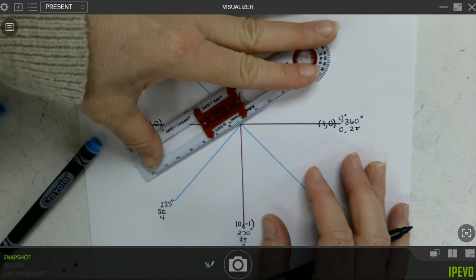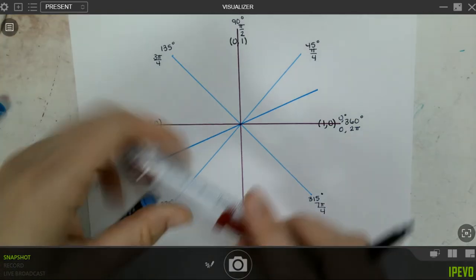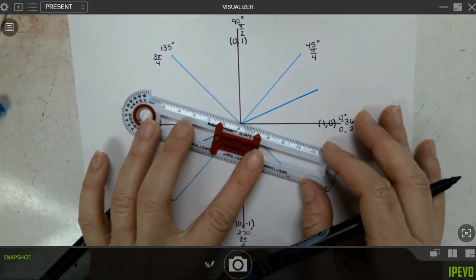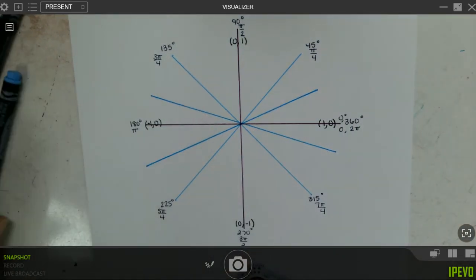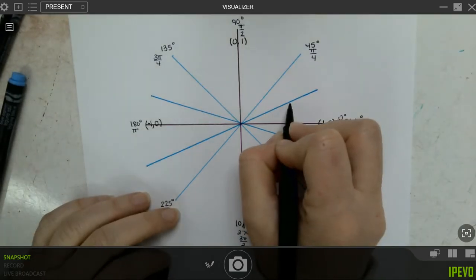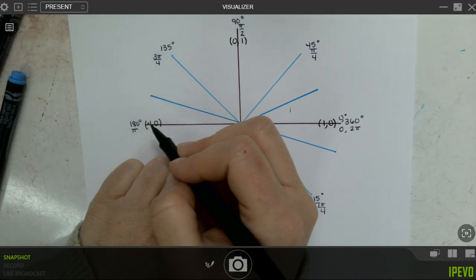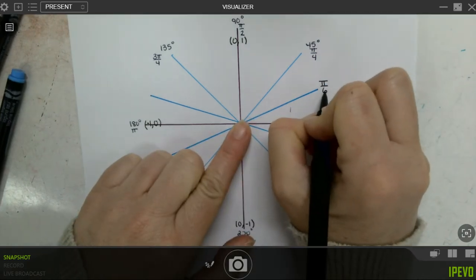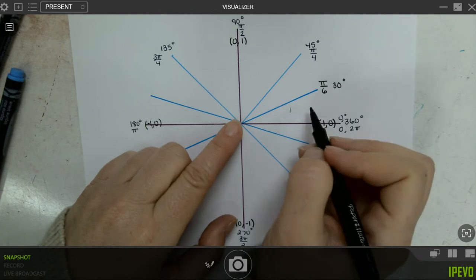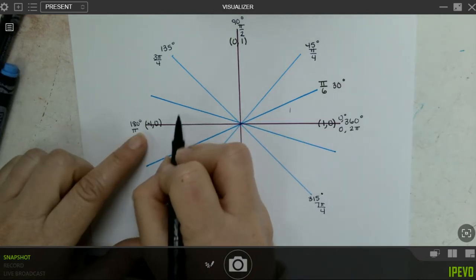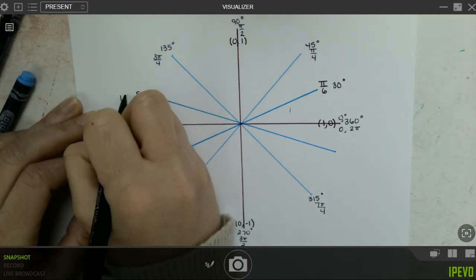The 30-degree angle would be somewhere around here. 30-degree reference angle is what we're talking about. So if this is 30 degrees, and you think about it, there are 30 degrees in 180. So this is going to be pi over 6, which is 30 degrees. And then we're 1/6 away, so this will be 5 pi over 6, which is 150 degrees.